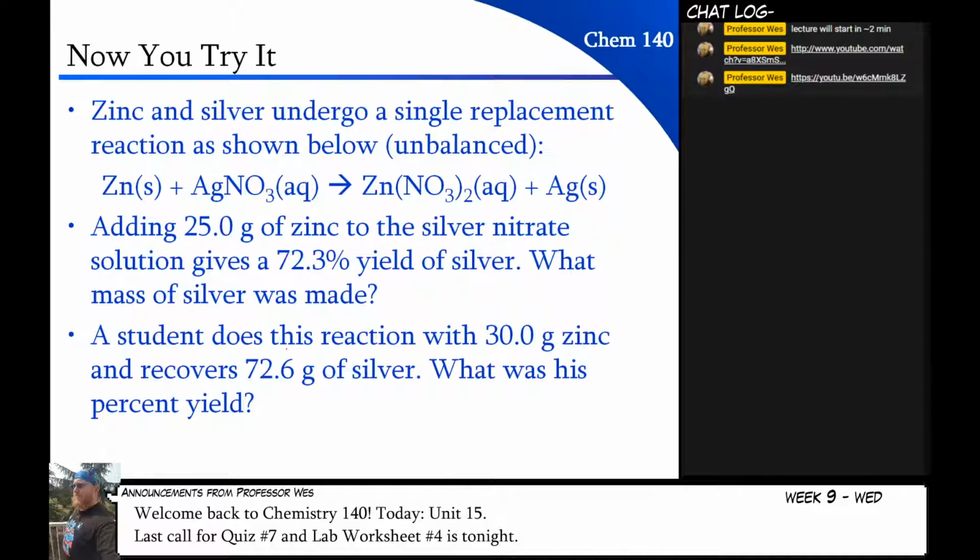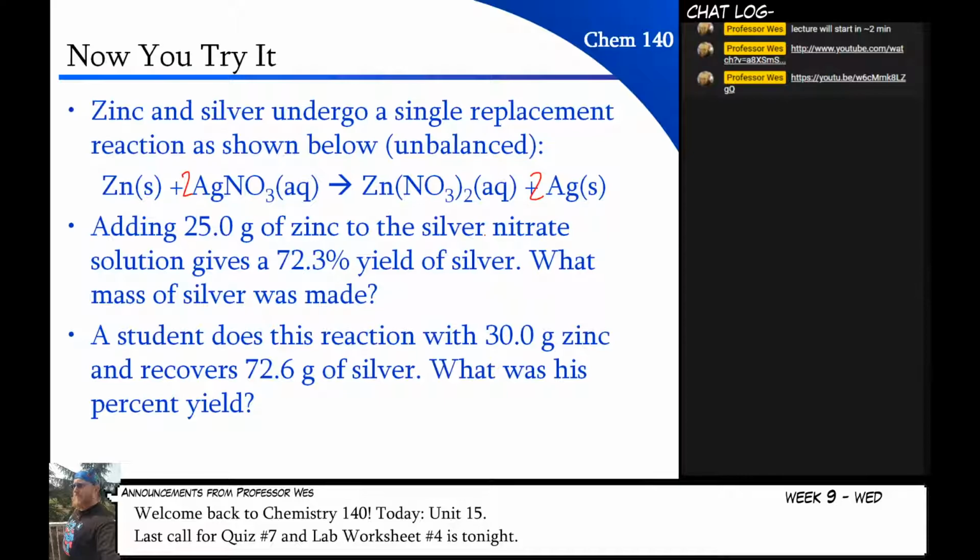Okay, so we're going to balance the equation, so let me do that real quick. There we go. 2, and that's not where a 2 goes. Sorry, ignore that. There we go. So there's my balanced equation.